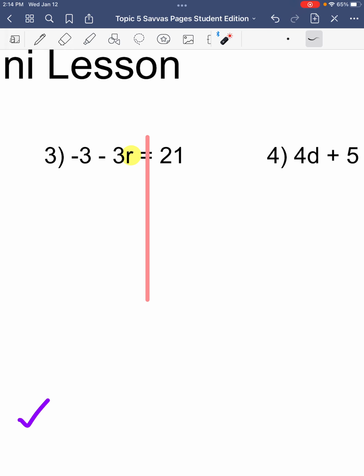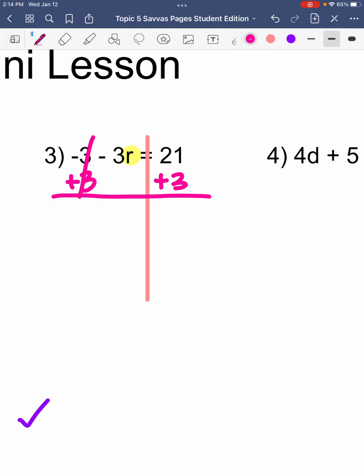So starting on the outside, I've got to get rid of that -3 that's out in front. Well, what's the opposite of -3? It's a +3. So I'm going to add 3, and I do that on both sides to keep everything balanced. On the side with the r, my 3's will cancel out, and I'm left with -3r, and that's equal to 21 plus 3, which is 24.